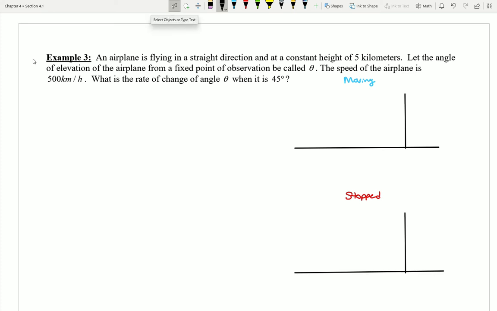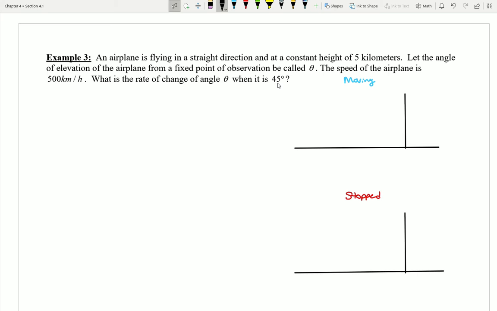Let's take a look at another example to continue practicing these ideas. In example 3, we have the following scenario. Suppose that an airplane is flying in a straight direction at a constant height of 5 kilometers. Now I'm going to let the angle of elevation of the airplane from a fixed point of observation be called theta. And then the speed of the airplane is 500 kilometers per hour. And our question is, what is the rate of change of the angle at the moment when it's 45 degrees?